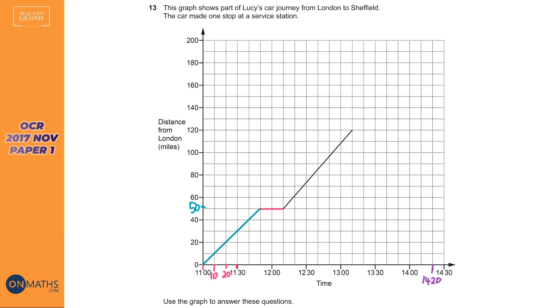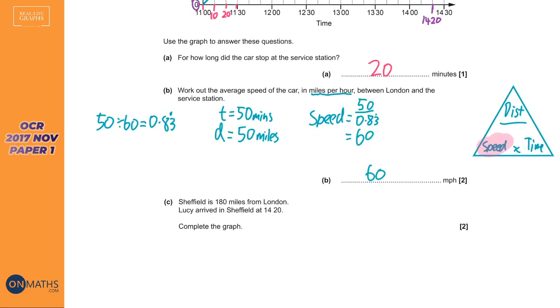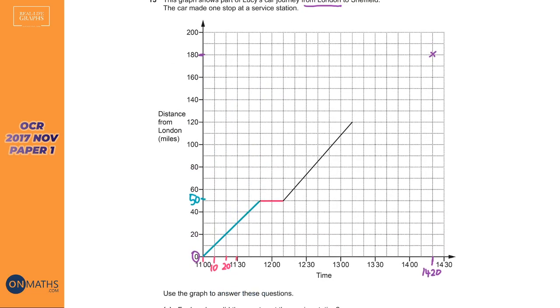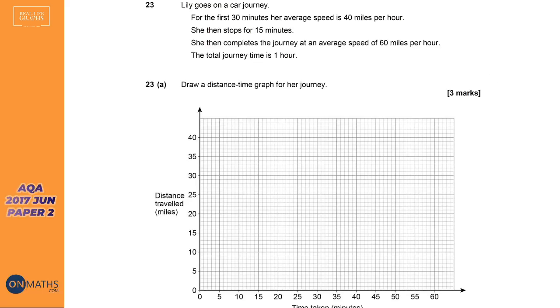So we've got London is at 0 because it's from London. So London's down here. And it says it's 180 miles, so it would be up here. So the graph is going to end up here. And all we need to do is go to where the graph finished and just carry it on to that point, like that. I think that could be a bit lower. And there we go.